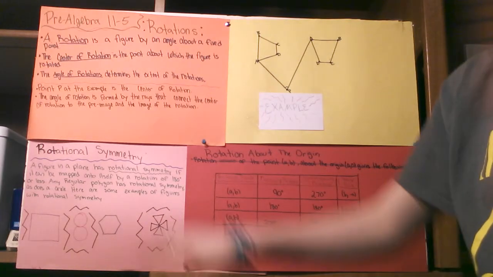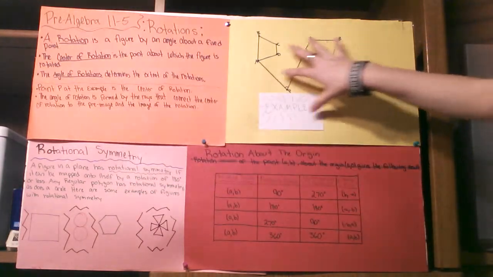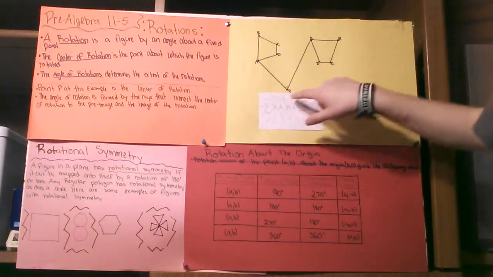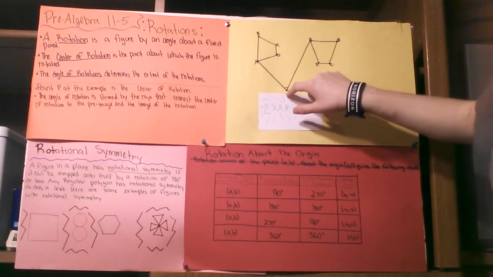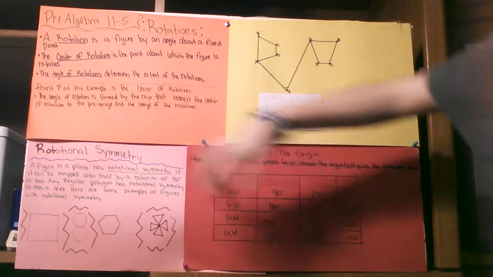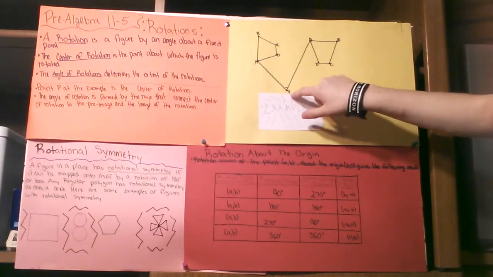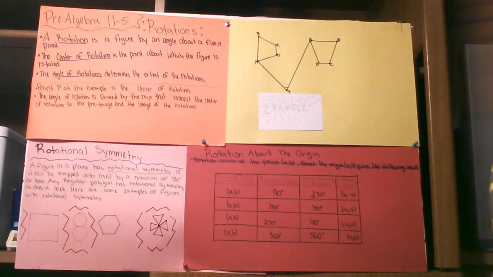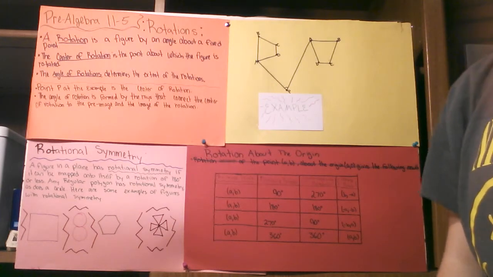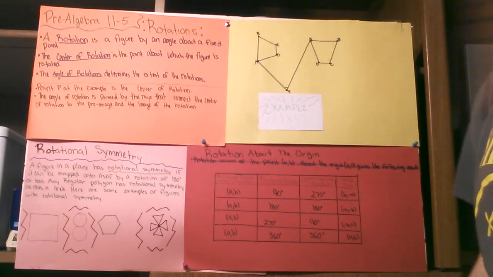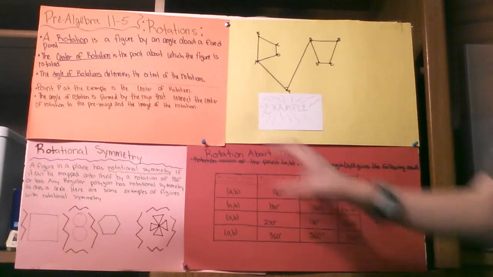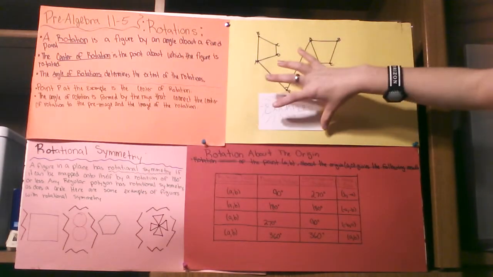And then this part right here is going to be with this example. So point P right here is an example of the center of rotation. What I talked about is right here too. The angle of rotation is formed by the rays that connect the center of rotation to the pre-image and the image of the rotation. So that's basically what this is talking about.